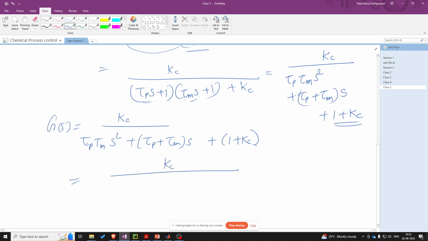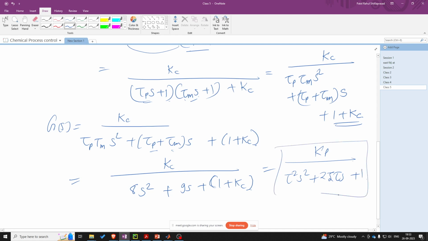It is Kc, tau P and tau M. tau P was 8, so 8 into 1 is 1, so this becomes 8s square plus 8 plus 1, that becomes 9s plus 1 plus Kc. So this ultimately we will be comparing with Kp upon tau square S square plus 2 zeta tau S plus 1. So both of these equations we need to compare.